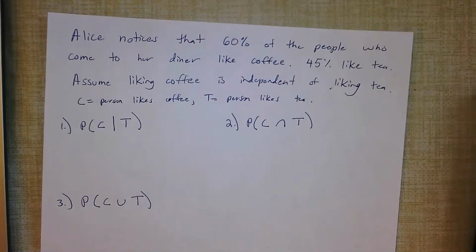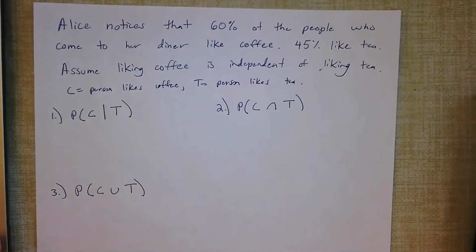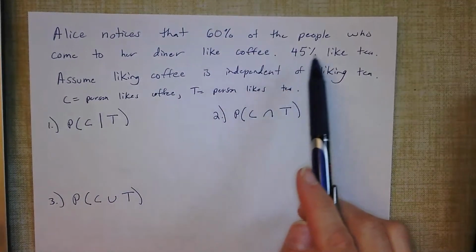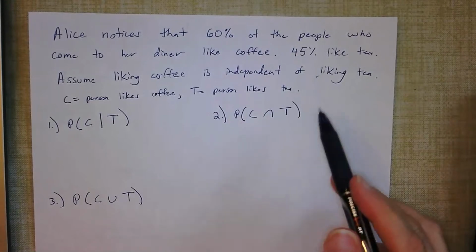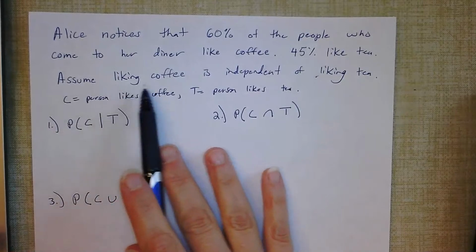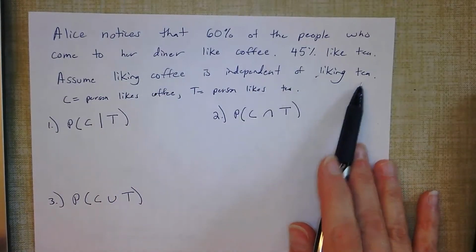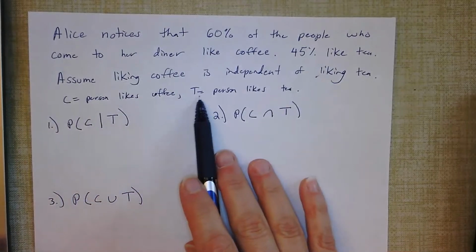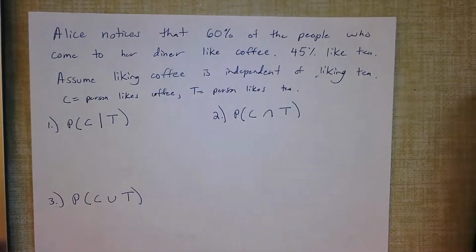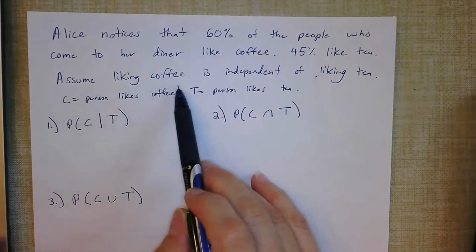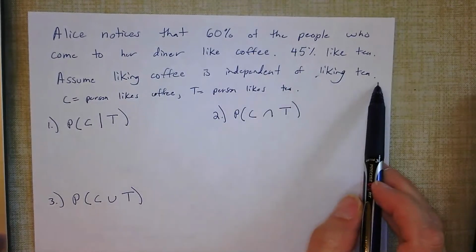All right, so I have one more, and then the couple of you that are here, if you have any questions, I'm happy to answer them. I have a feeling you'll be silent because pre-cal was silent yesterday. Alice notices that 60% of the people who come to her diner like coffee, 45% like tea. Assuming liking coffee is independent of liking tea, we're going to let event C be the person likes coffee and event T be the person likes tea. So that's a really important statement: assume liking coffee is independent of liking tea.